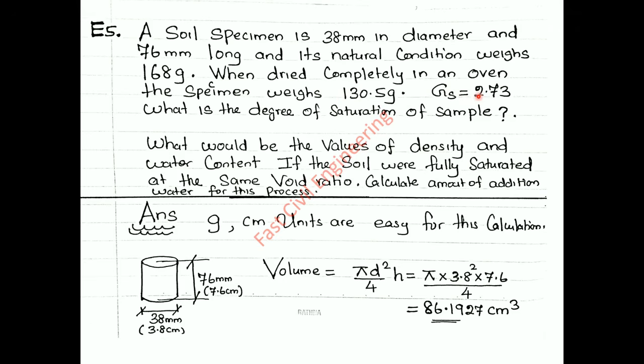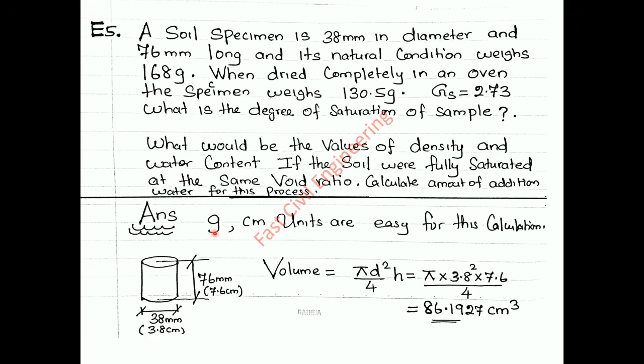Gs is 2.73. This one we can find by pycnometer test, but don't worry about that now. What is the degree of saturation of the sample? What is Sr? What would be the value of density and water content if the soil were fully saturated at the same void ratio? Calculate the amount of additional water for this process. That means what is the saturated density, the saturated water content, and how much water is needed.